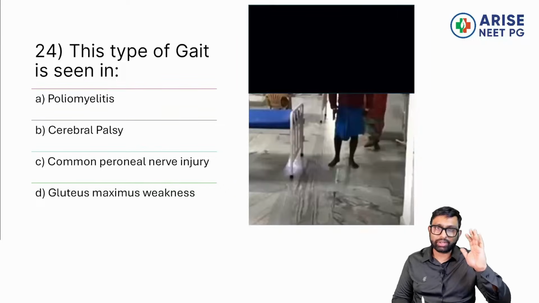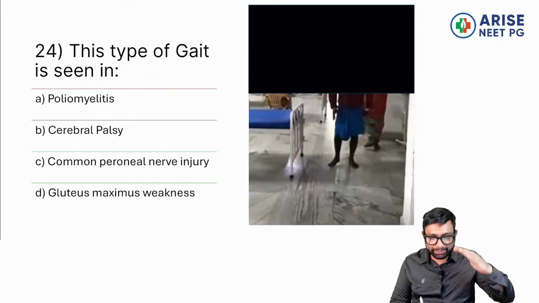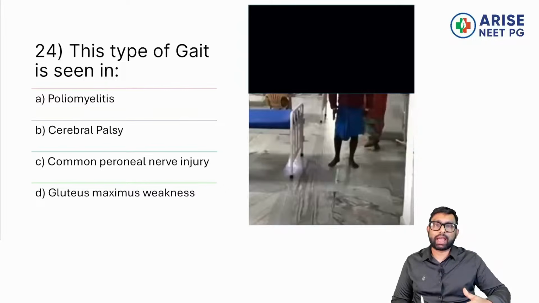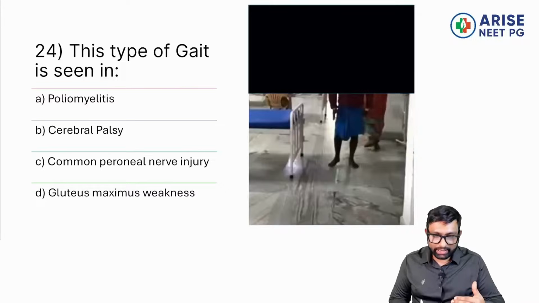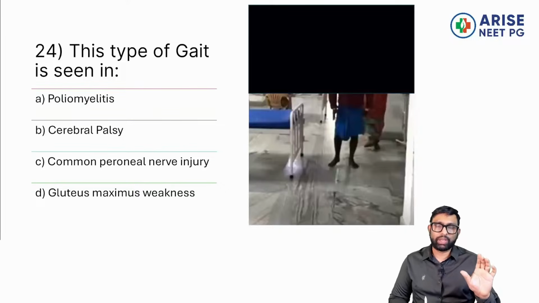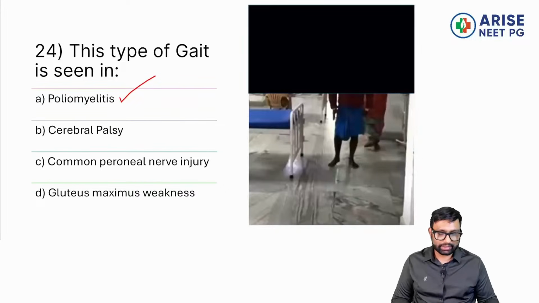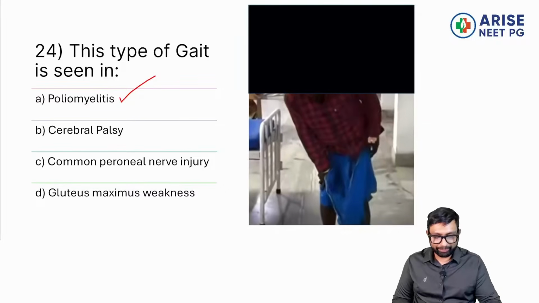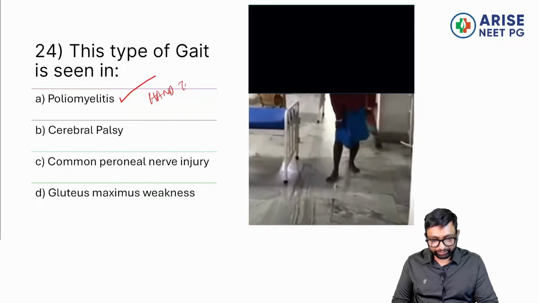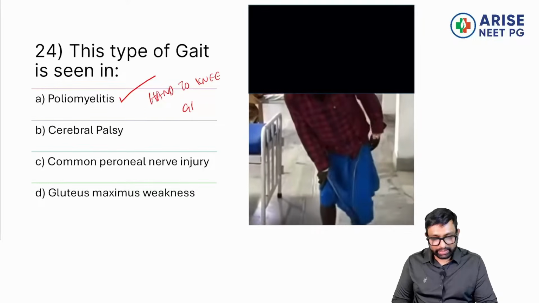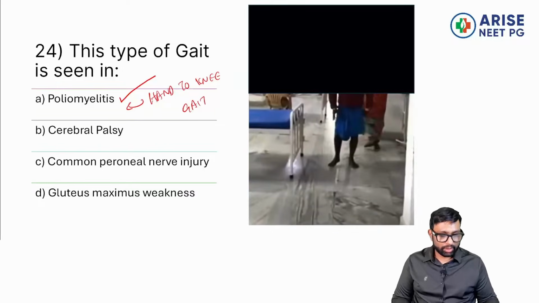So this patient, to prevent that buckling and falling, takes his hand and keeps it on the anterior aspect of his knee or a little proximal to the knee, so that he can keep the knee extended as he walks forward. So the problem here is quadriceps weakness, and this is commonly seen in patients with poliomyelitis. So poliomyelitis is the answer here. This type of gait is called a hand to knee gait, and it is commonly seen in patients with poliomyelitis.